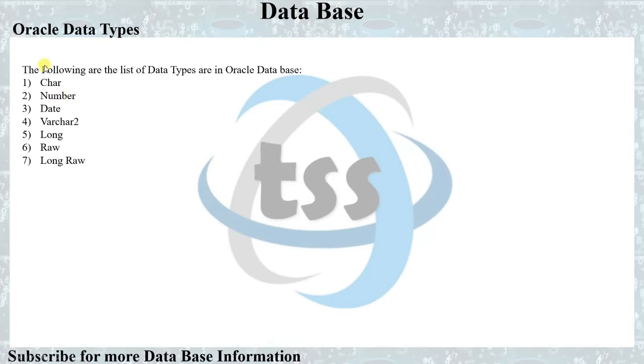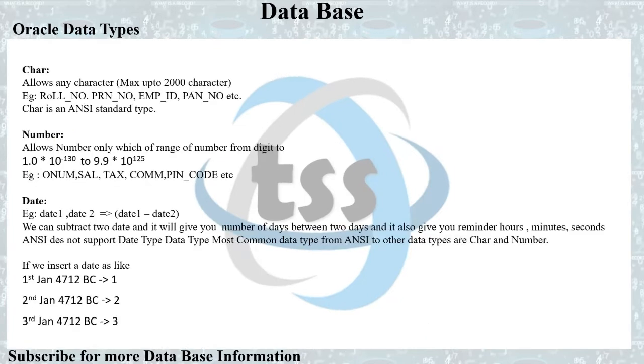If you want to insert a long char, like let's say for example we have to insert one paragraph, we can use varchar2. For storing file related data, long raw we can utilize for this type of database for storing images and all. So first we can see what is the char. Char allows any character, max up to 2000 characters, maximum 2000 characters we can store using this data type.